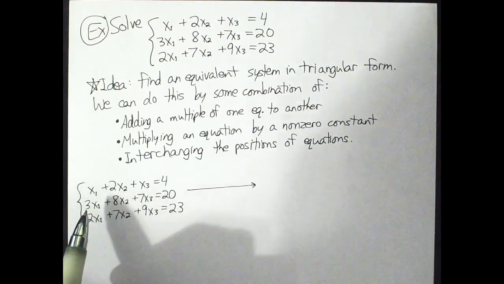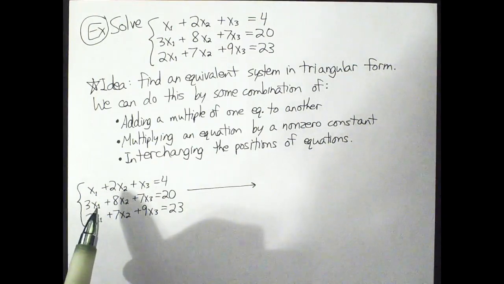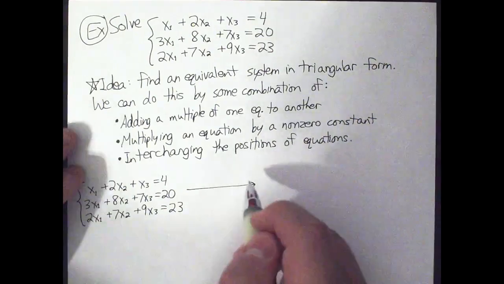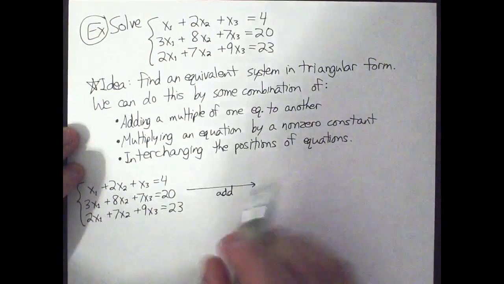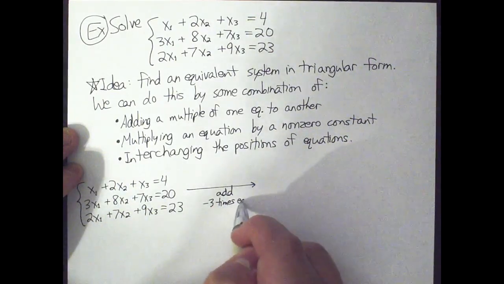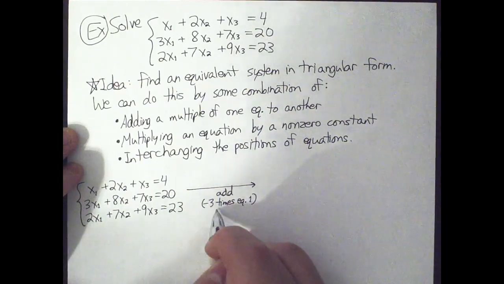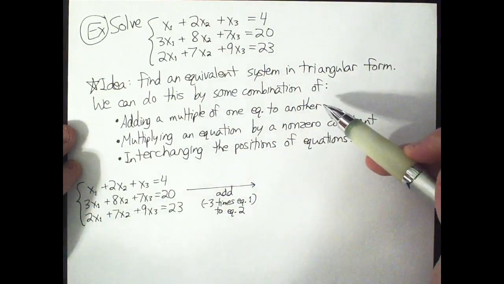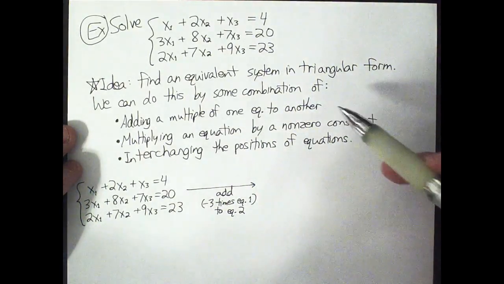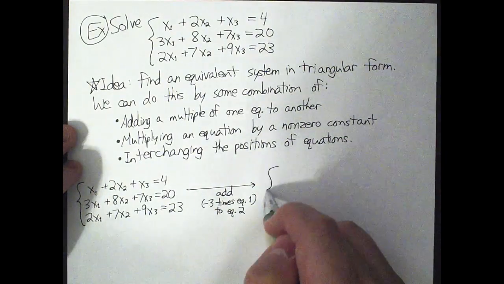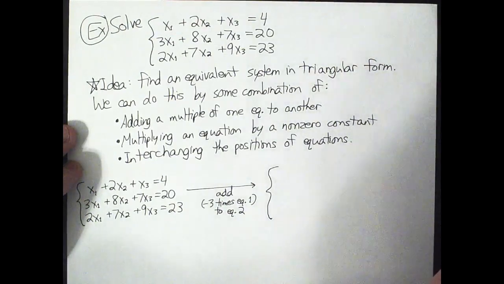I'm going to focus in on the 3x1. If I could get rid of it, I think we'd be one step closer to triangular. And there is a way I can get rid of it. I am going to add -3 times equation 1 to equation 2. So I'm using the first step up here, adding a multiple of an equation to another. And I'm adding -3 times equation 1 to equation 2. It's going to give me an equivalent system.